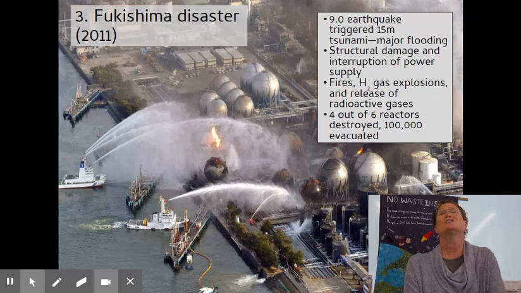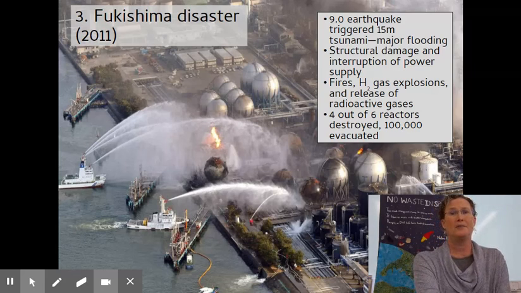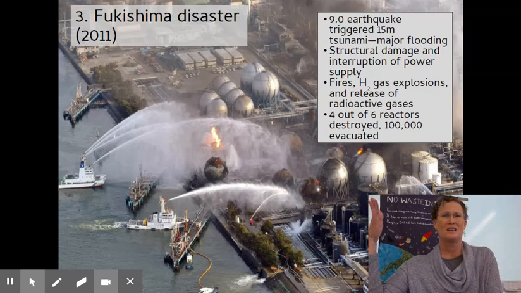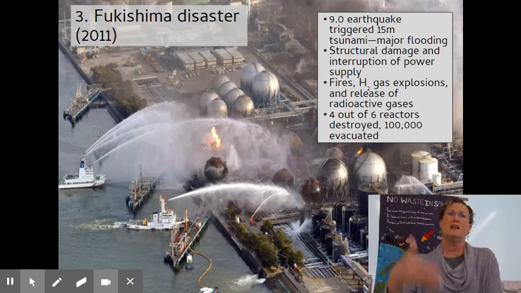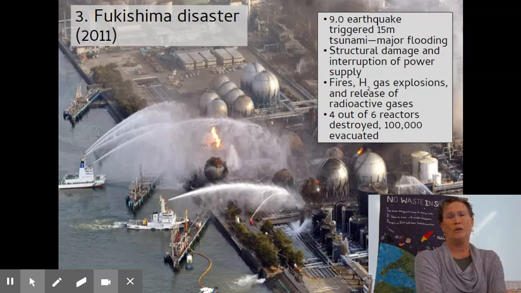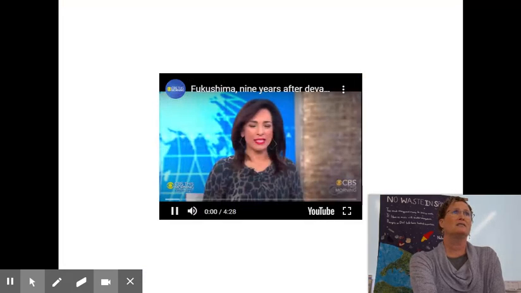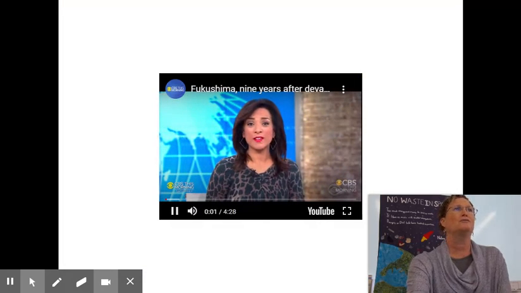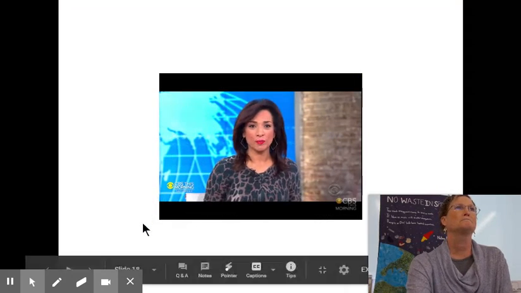So there's not a way to make it perfectly safe. Okay, and there were traces of radiation in the ocean that you could even trace all the way across the Pacific. So it was everywhere. All right, so this is a video about Fukushima.